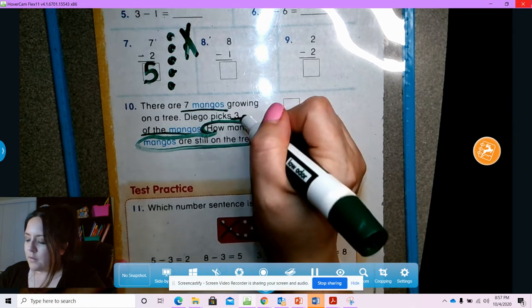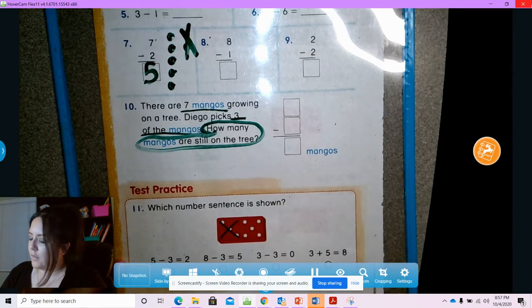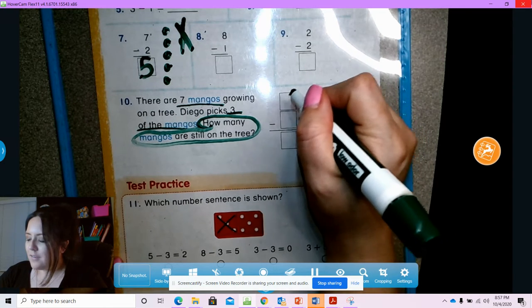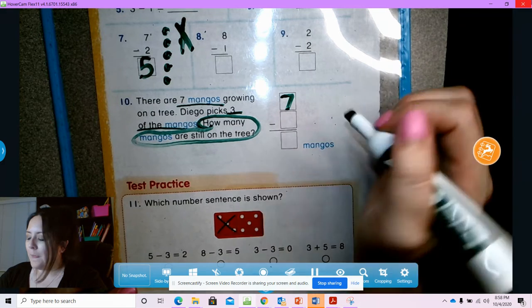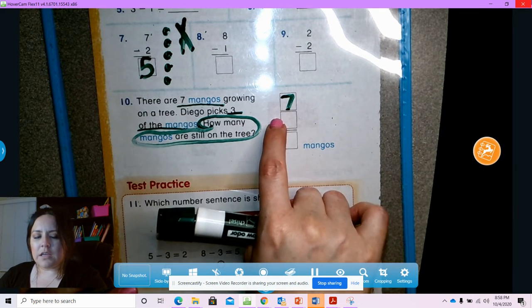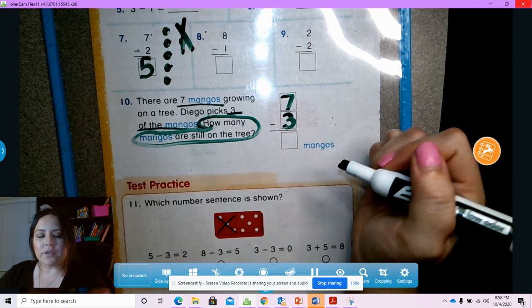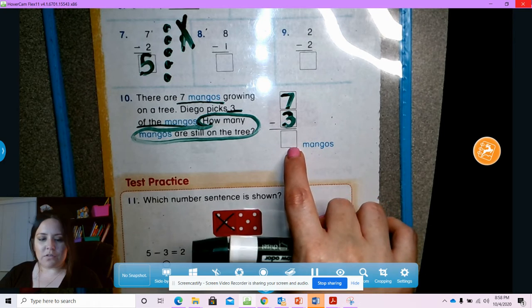There were 7, but Diego took 3 of them. How many are left? So how many were on the tree in the beginning? 7. We started with 7. But then Diego took 3. What is the difference? I want you to find how many mangoes are still left on the tree.